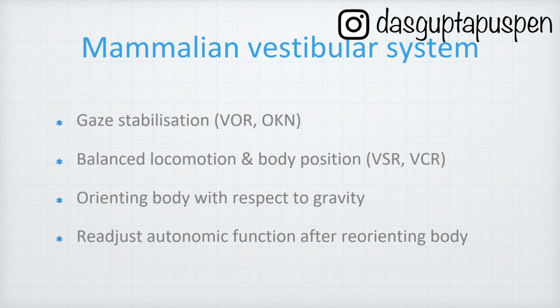Next up, with every reorientation of the body, the autonomic functions of the body like heartbeat, breathing, all these things also need to be readjusted. You don't want a situation where your body has reoriented but the autonomic functions have not, because you want to not only reorient your body but also continue living. So these are the four most important functions of the vestibular system in mammals, and as I said, vestibular system is peripheral as well as central. So let's discuss the peripheral part first.